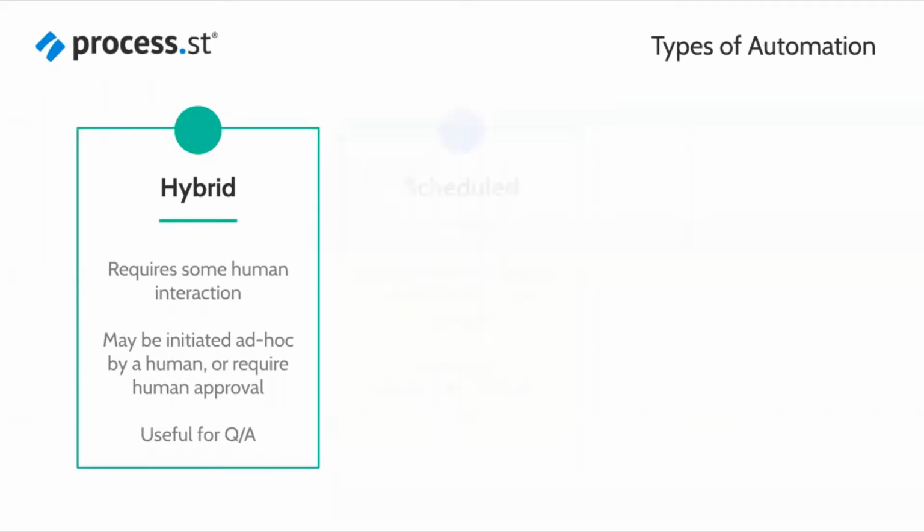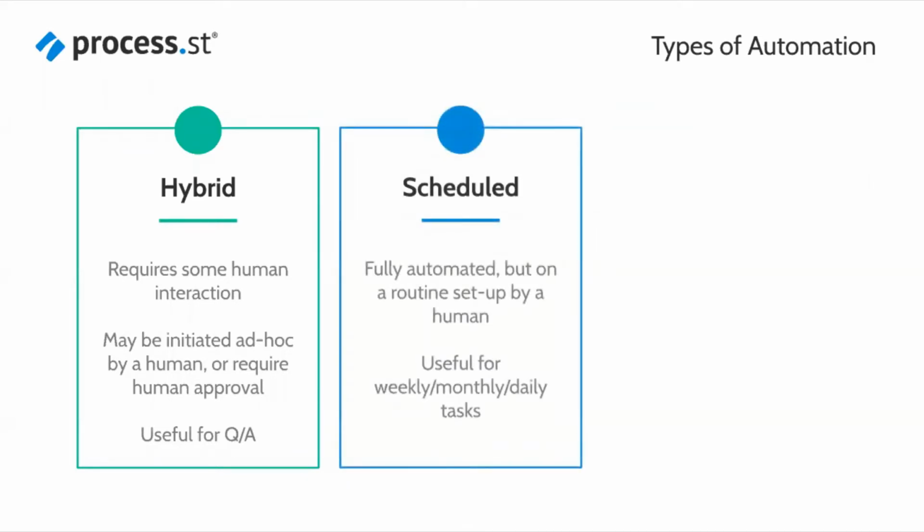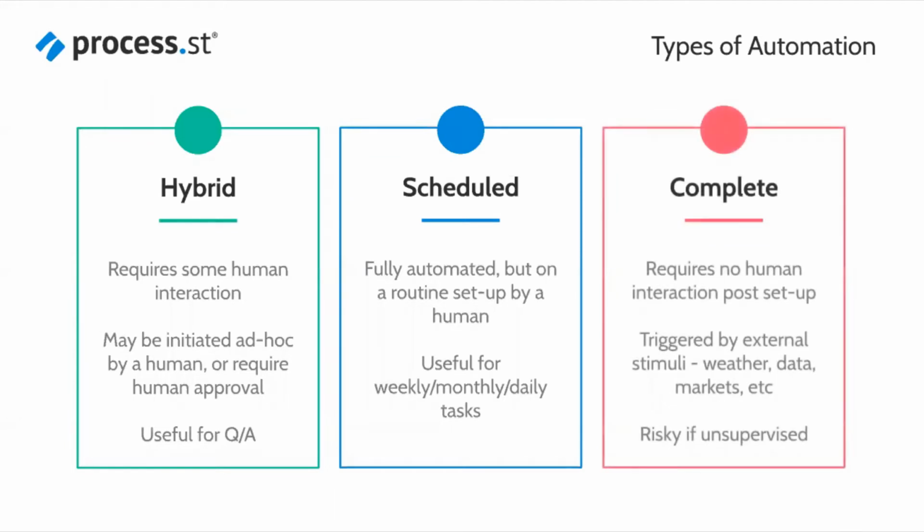Next is the scheduled automation. Scheduled automation can be fully automated, but you have set it up to be on a predictable routine. So that's something like your weekly accounting, weekly manager check-ins, monthly financial analysis, whatever it might be that happens on a routine basis. So based off of something like every week, every day, every month, that's where you want to create a scheduled automation. Pretty straightforward. Finally, you have what I call the complete or pure automation, okay?